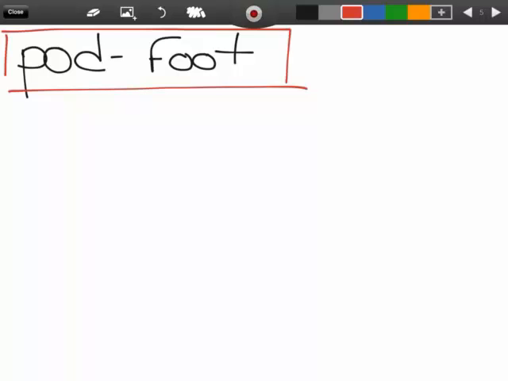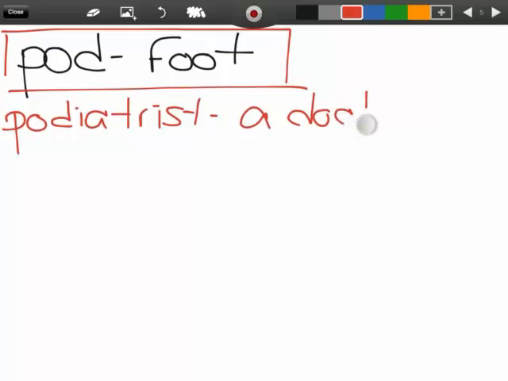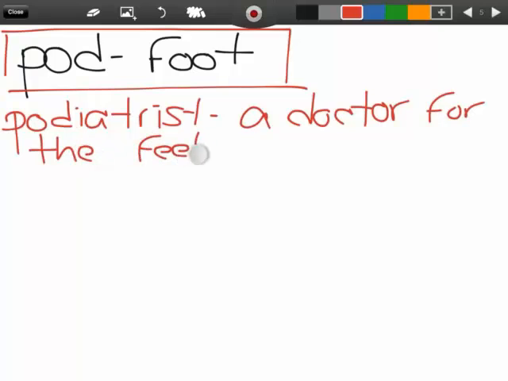I'm going to give you an example word now, and that's podiatrist. Excuse me, podiatrist, and that means a doctor for the feet. I'm going to use this word in a sentence so you can understand it better.